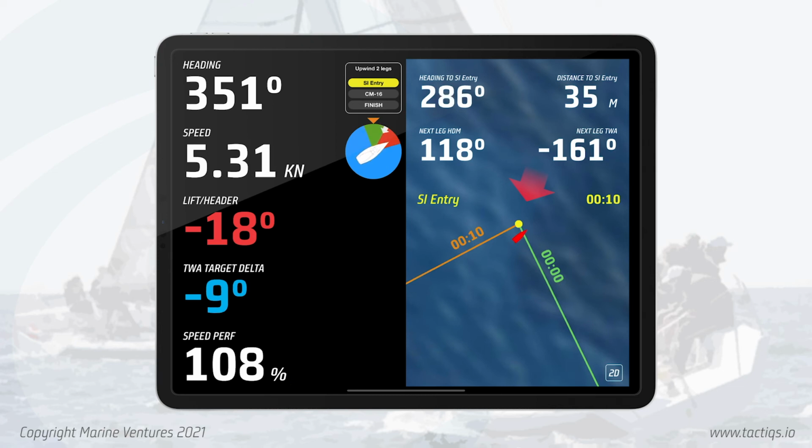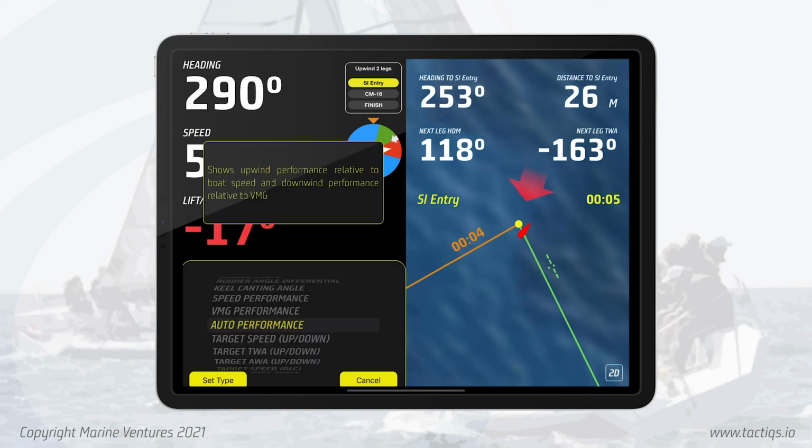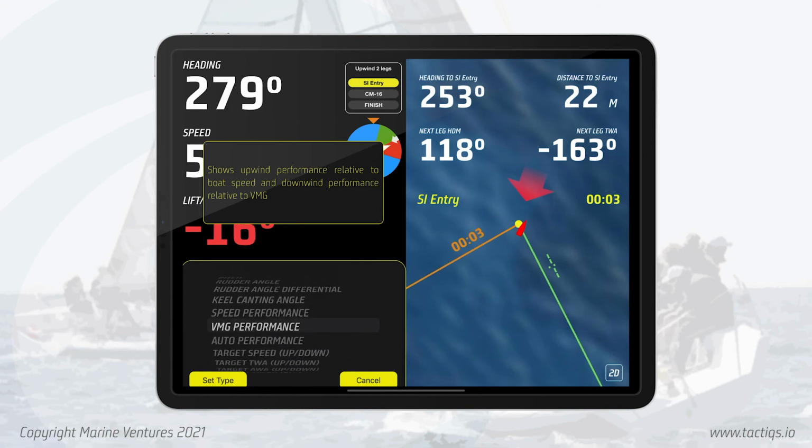You can also choose to display the absolute delta of your actual speed versus your VPP target speed. Any of the numerical fields can be changed to display the data you prefer. Just long press a field, and select the metric you would like to see.